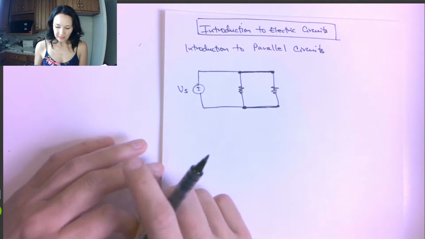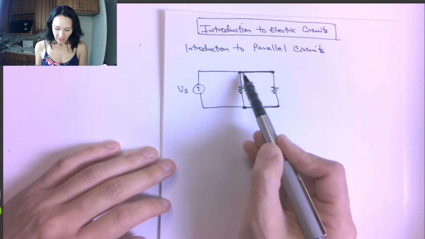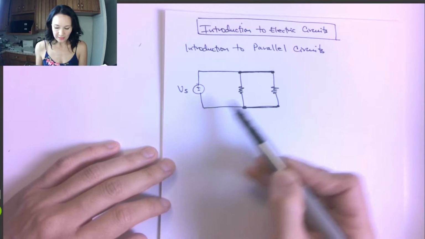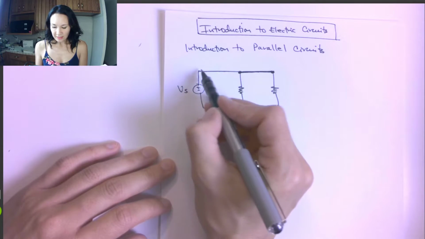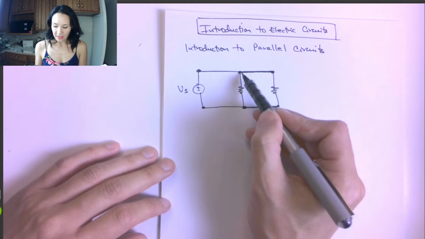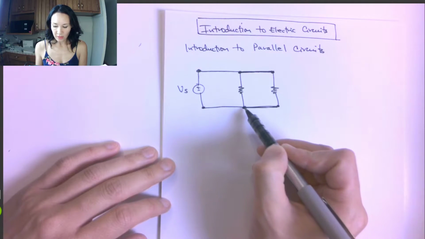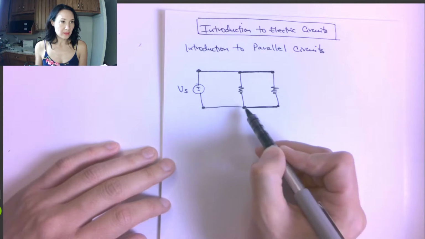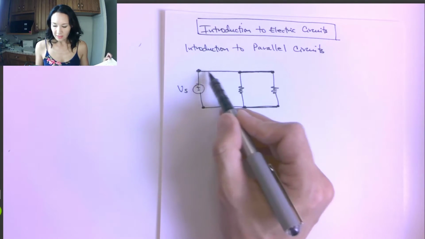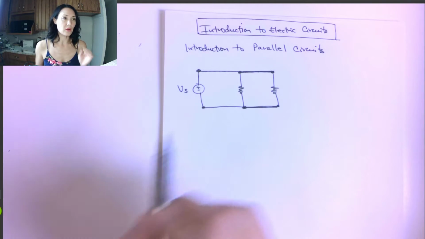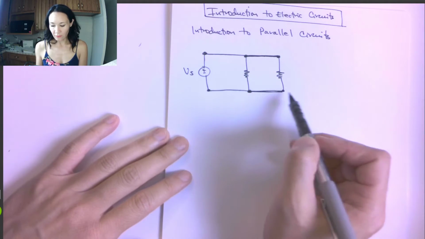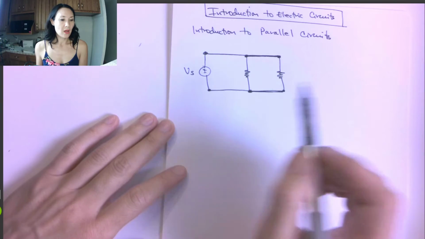So that means that if the top of this resistor is connected to the top of Vs, and the bottom of this resistor is connected to the bottom of Vs, then the voltage drop is going to be the same as the voltage drop here. So in this particular case, the voltage drop across this resistor will be Vs, and this resistor will also be Vs, because this top node is all one node. So generally speaking, the voltage of resistors in parallel is going to be the same.